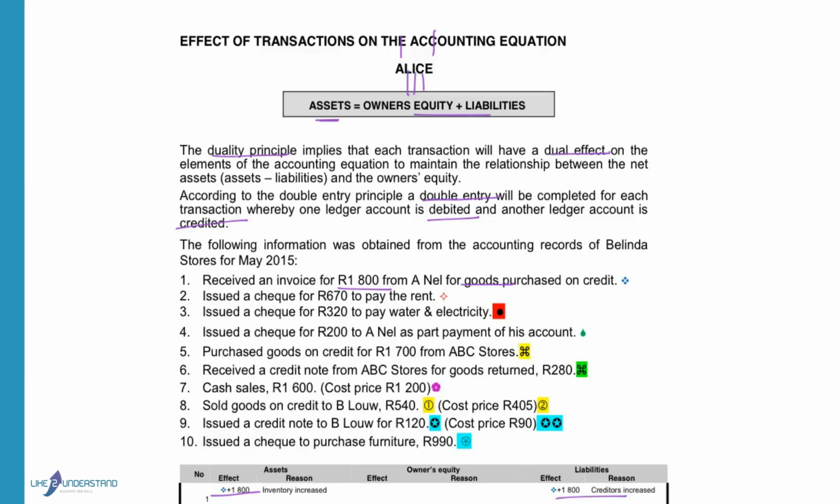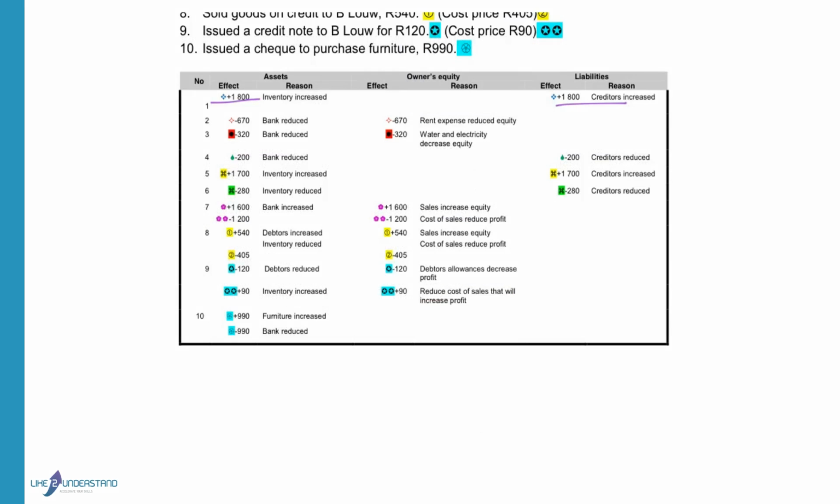Issued a check for 670 to pay for rent. Money was taken out of the bank and the expense was paid. The money in the bank reduced, which is an asset, so therefore my assets will decrease. If we pay expenses, it will reduce my profits, so the owner will get less profit, so the equity will decrease with the payment of an expense.